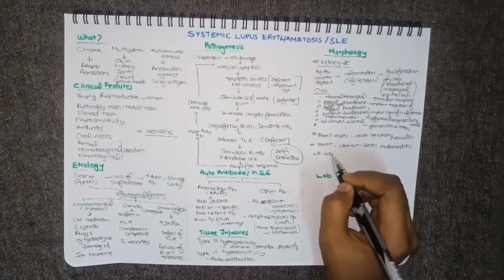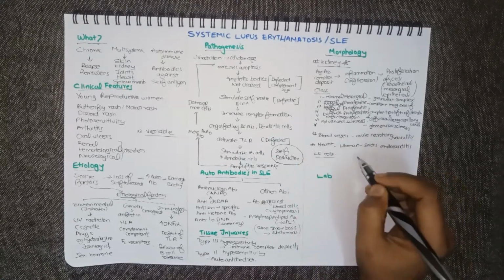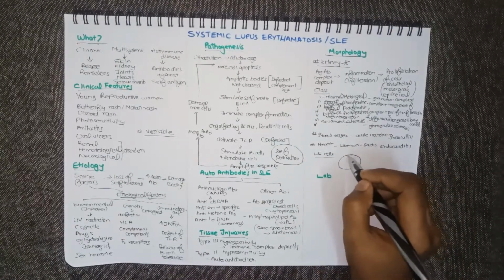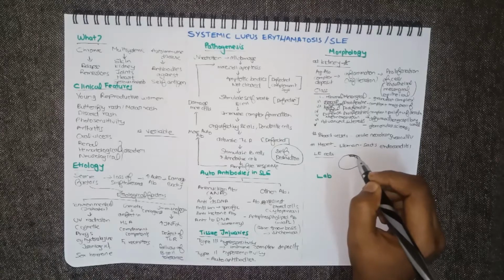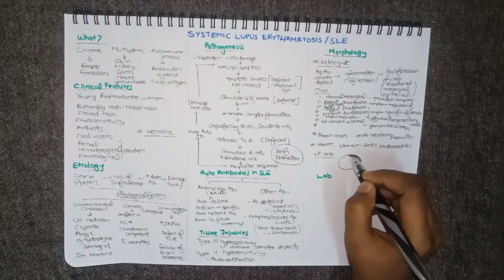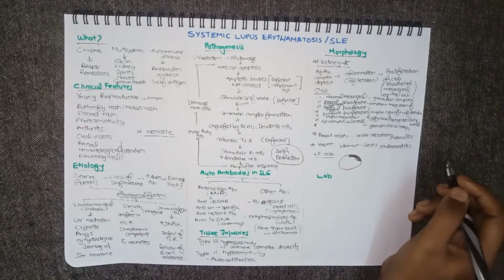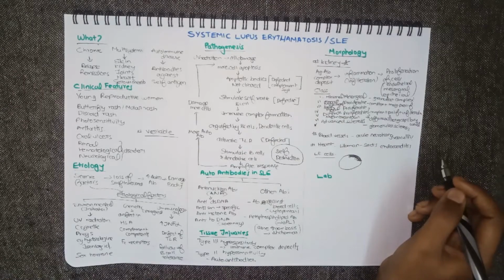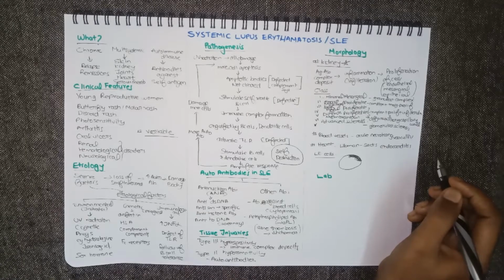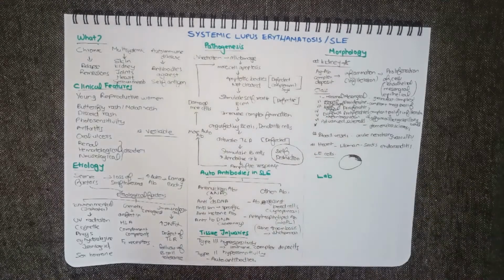Now, let us talk about LE cells. As we have told before, in a damaged cell, the nuclear material gets disintegrated by the antibodies and loses its chromatin pattern. And these nuclear materials get engulfed by phagocytic cells. And these phagocytic cells with the nuclear materials are known as LE cells.